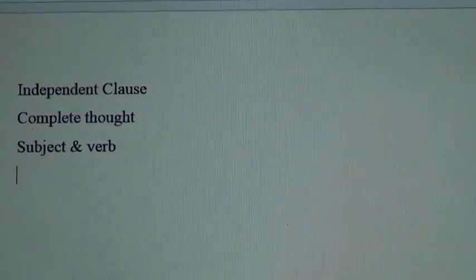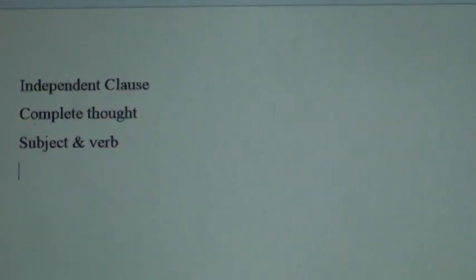An example of an independent clause is, "My brother loves to play." This contains a subject and a verb and also expresses a complete thought. This sentence makes sense and can stand alone by itself. Then there are the dependent clauses.